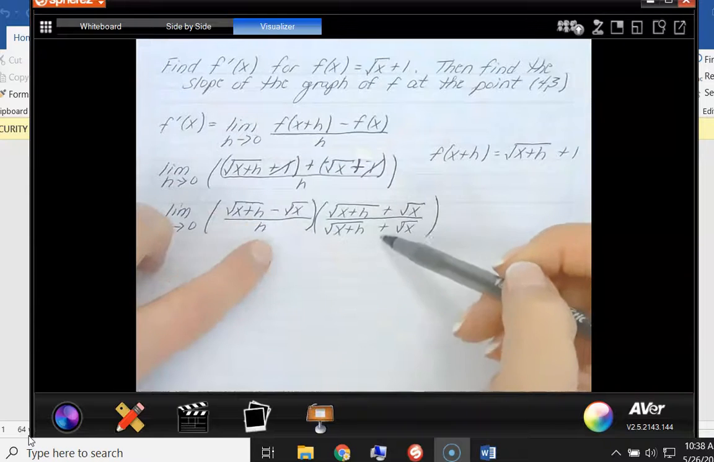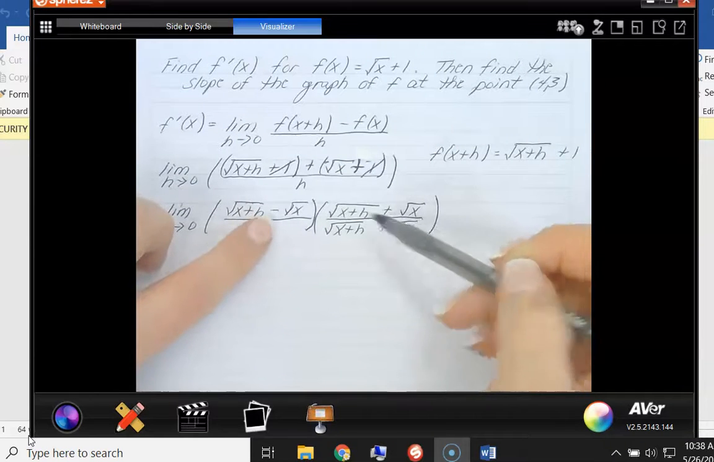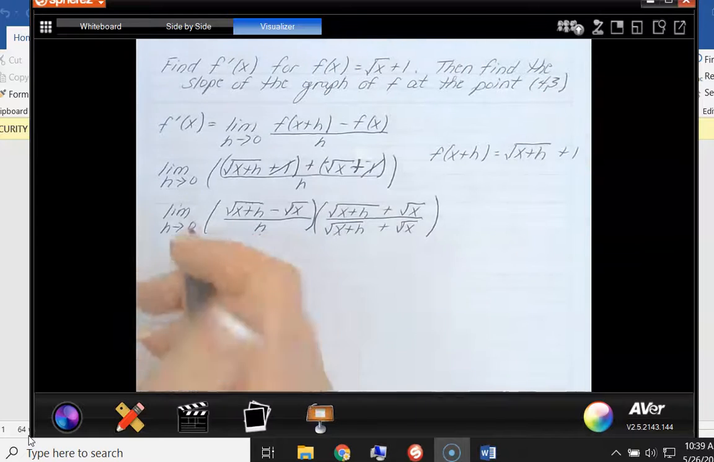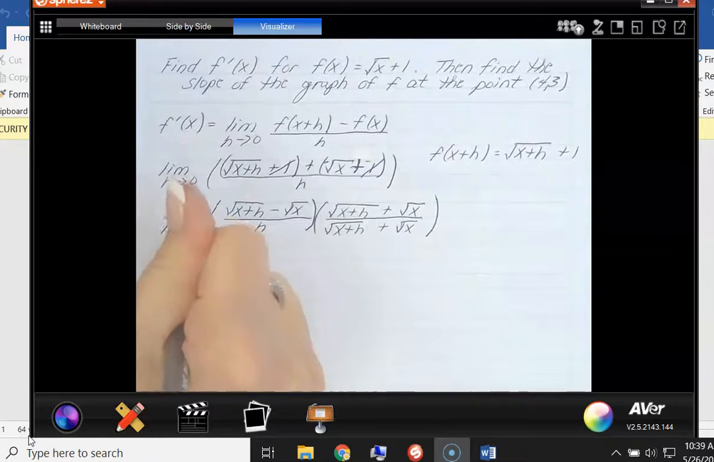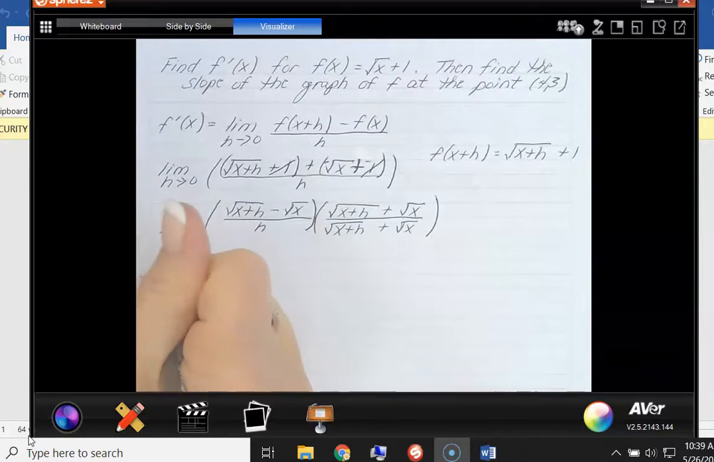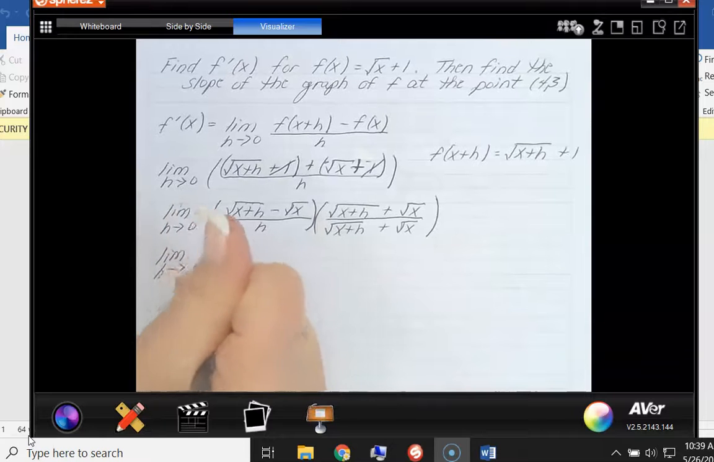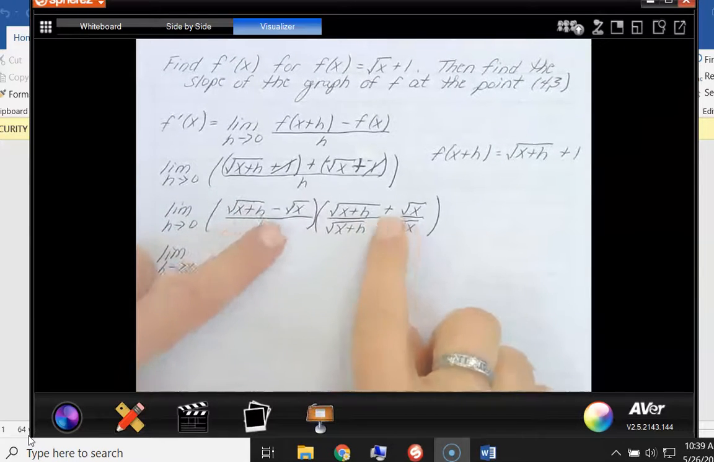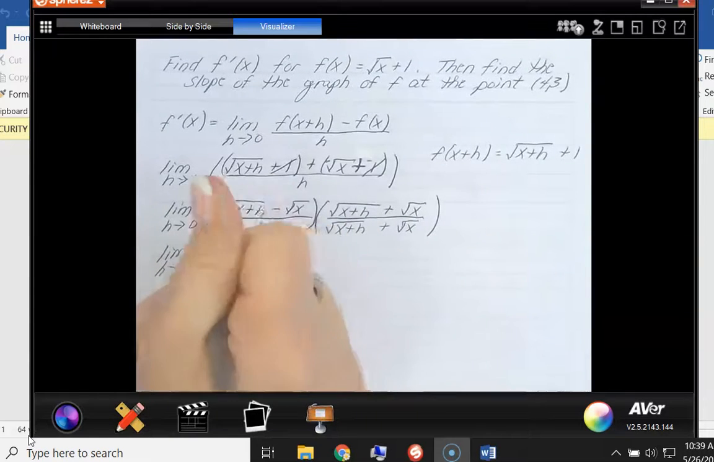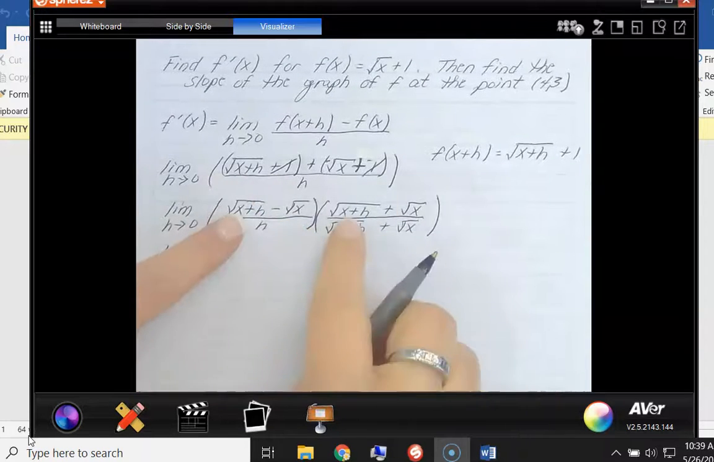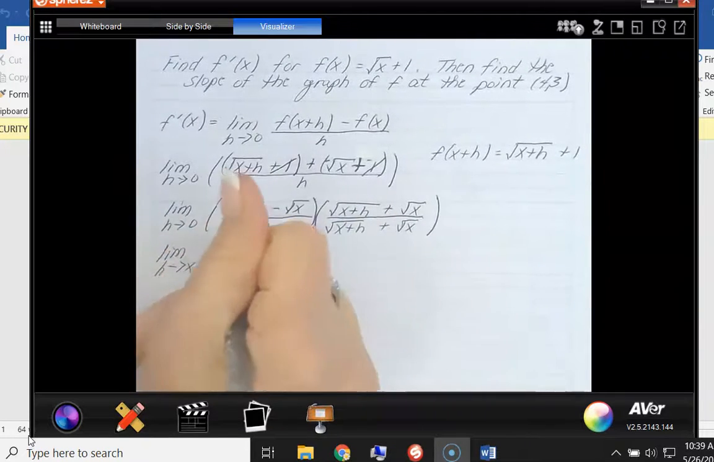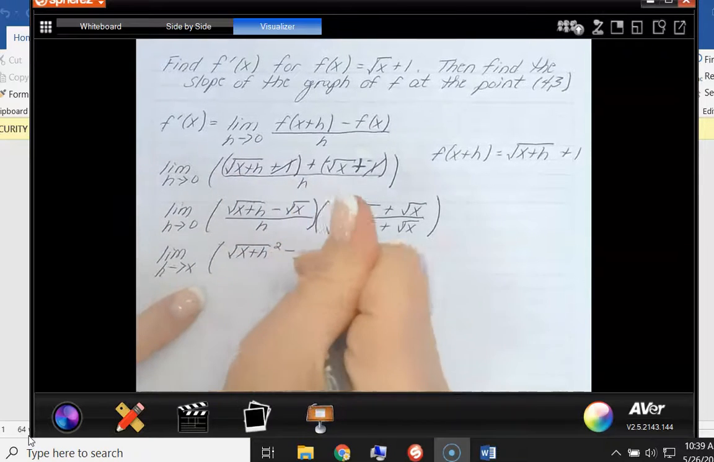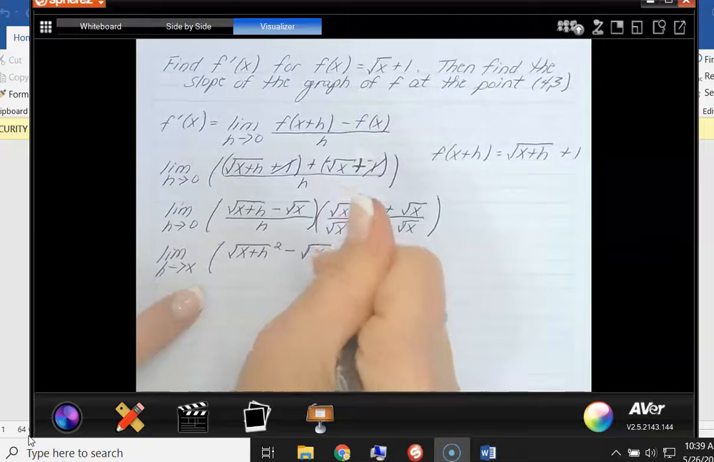The conjugate just means you change the sign between the two terms. It was originally minus, so now it's plus. We're going to distribute. Because you have conjugate pairs, the inners and outers will cancel. When I multiply the first together, the square root of x plus h squared minus the square root of x squared.